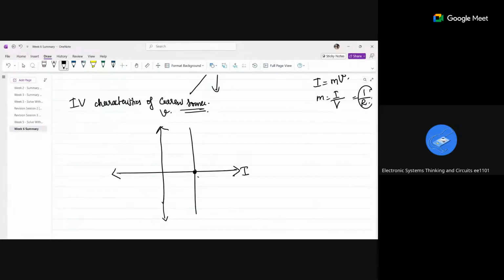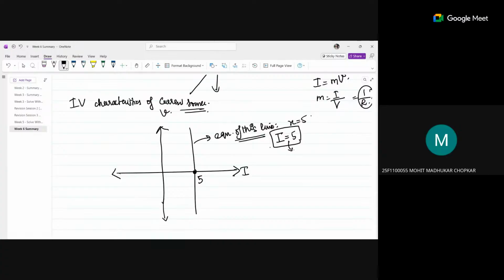If this intersection point is A, what is the equation of this line? X is equal to 5, so that is I is equal to 5, right? That means whatever the voltage, my current will always be the same. That is the characteristic of an ideal current source. Whatever the voltage across it, the current delivered will be constant.